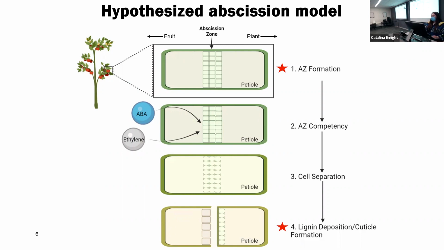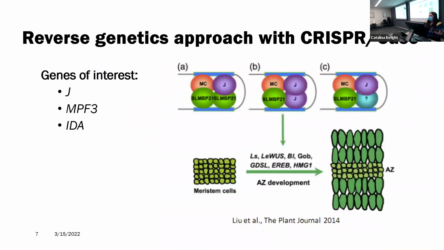So I'll be talking today about a couple of genes that I'm targeting specifically for steps 1 and 4 to try and reduce abscission in Physalis. To do that, I am using a reverse genetics approach to knock out different genes, looking at the literature of what has been done before in closely related species like tomato, as well as Arabidopsis and lychee.